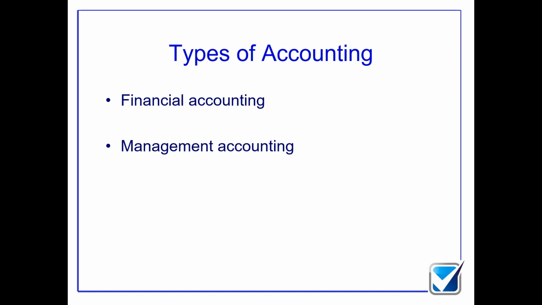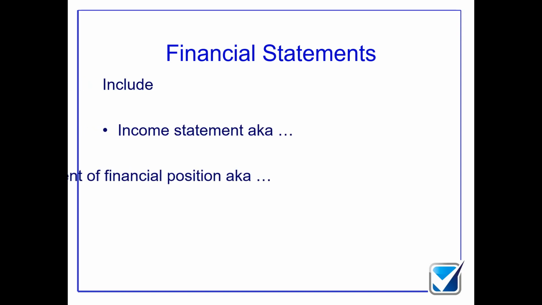So coming back to financial accounting, we have what we call our primary financial statements. We have the income statement, which is also known as the profit and loss account. We have the statement of financial position, which is also known as the balance sheet.